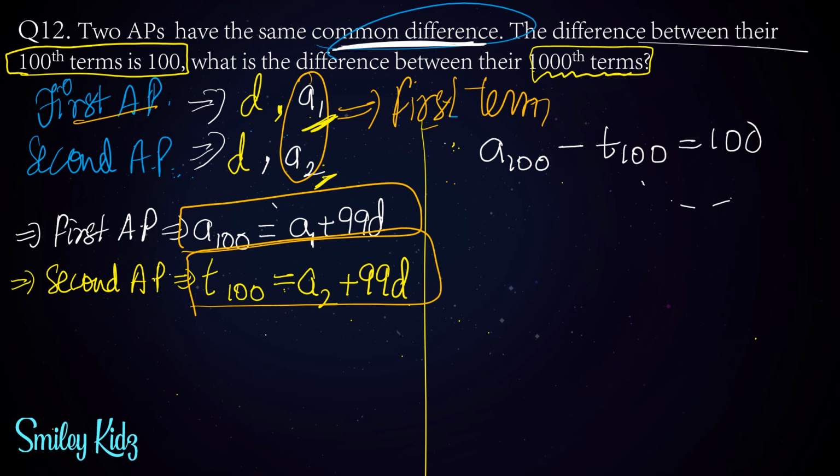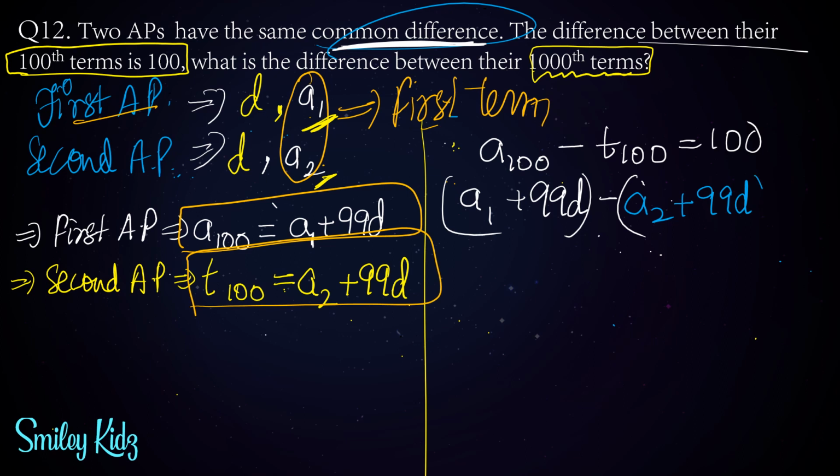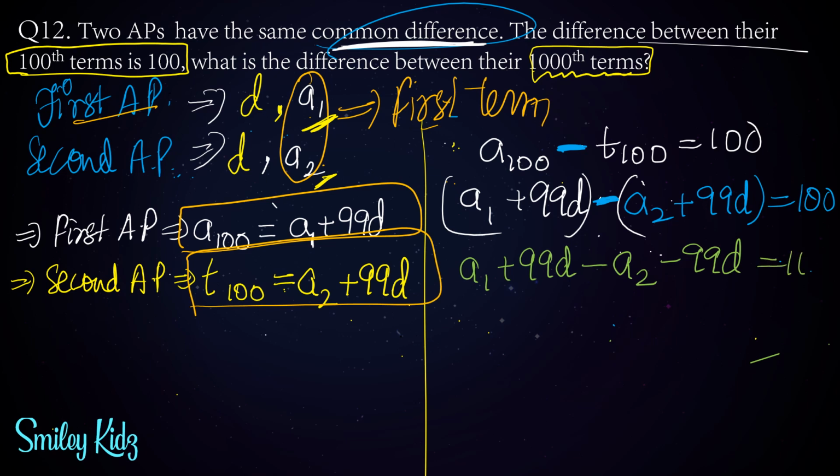That means over here, I can substitute A1 plus 99D minus, I'll put it in brackets so that I don't face any difficulty with my signs, T100, which is A2 plus 99D. This has been equated to 100 because the difference is 100. Why are we subtracting here? That's because we are finding the difference, isn't it? Now, A1 plus 99D minus A2 minus 99D upon removing the brackets.